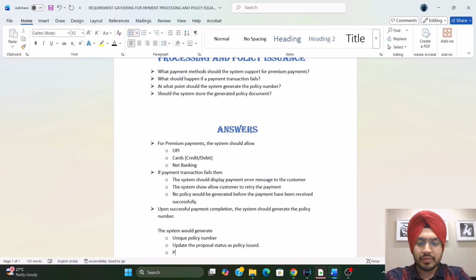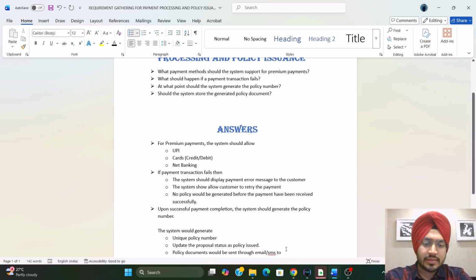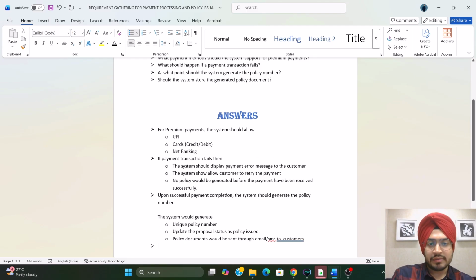and policy documents would be sent through email or SMS to customers. So we have mentioned the action. So upon successful completion of the payment, policy number would be generated, proposal status would be changed to policy issued, and the policy documents would be sent through email or SMS to customers.